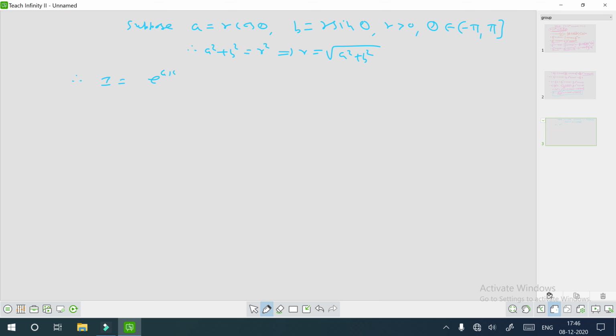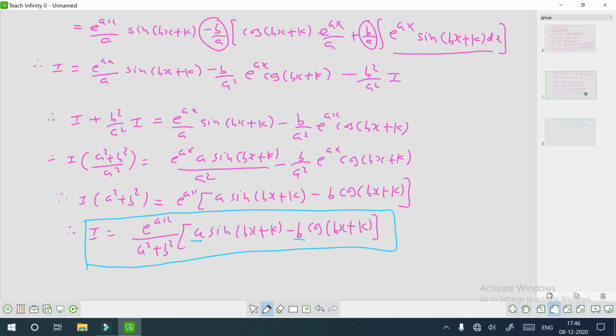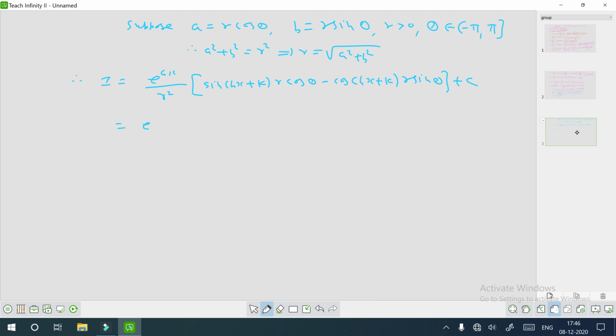Therefore, I is equal to e raised to ax over a square plus b square, that is r square, into the bracket: sin bx plus k into a, that means r cos theta, minus cos bx plus k into r sin theta, plus c. Agree with me? See here, replace the values of a and b, and at the same time replace the value of a square plus b square. Clear? So e raised to ax, r is common here; take it common and cancel with the denominator, only r remains. What you get is sin bx plus k into cos theta minus cos bx plus k into sin theta, plus c.